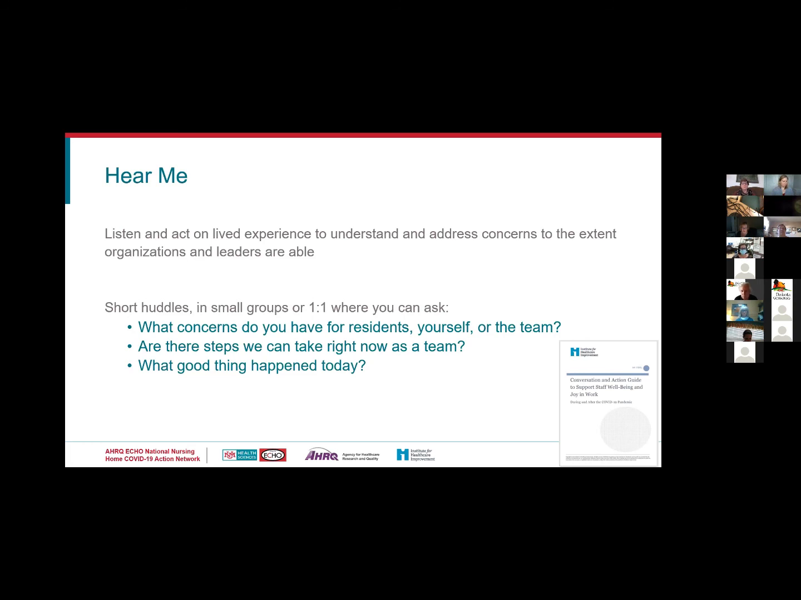And so we'd like you to bring these 3 questions that are on the slide into the huddles that you're already having, or if you've got a small group, or even one-on-one. If you can ask these questions: What concerns do you have for residents, yourself, or the team? Are there steps we can take right now as a team? And what good thing happened today?